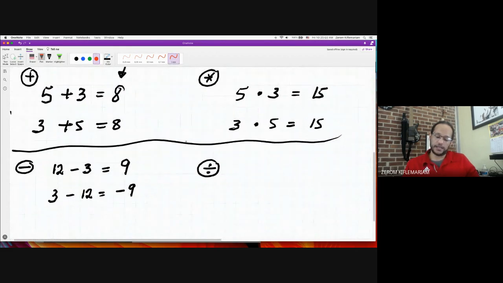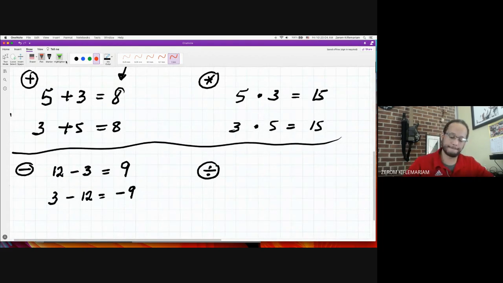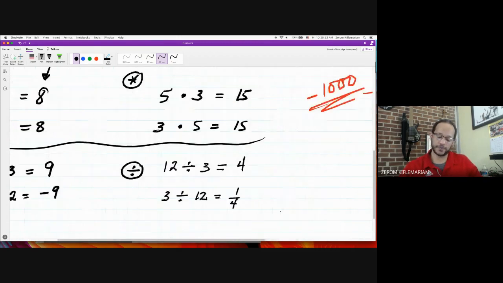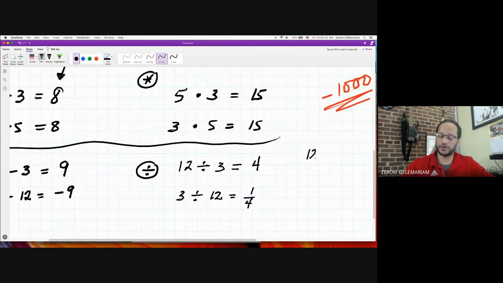Okay, in division, 12 divided by 3, the answer would be 4, which is 4/1. And 3 divided by 12 is equal to 1/4.